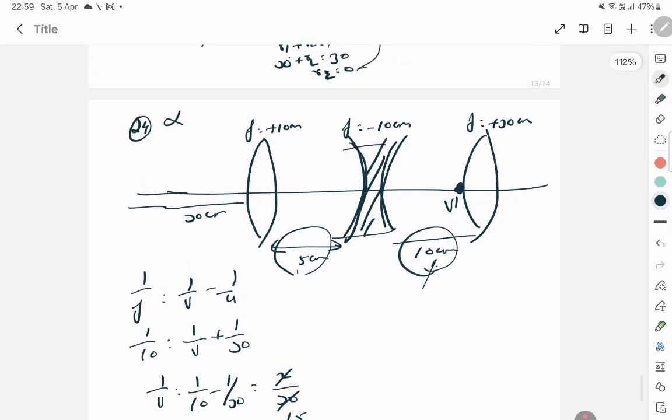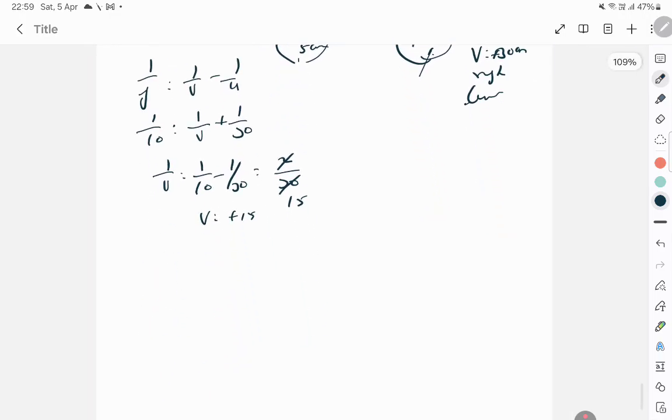And that is going to be the object for the third lens. And so the final image will be also 30 centimeter to the right side of the convex lens, which is at the focal length of it, plus 30. So that completes the sum. So let's go to the next question, which is the 25th question.